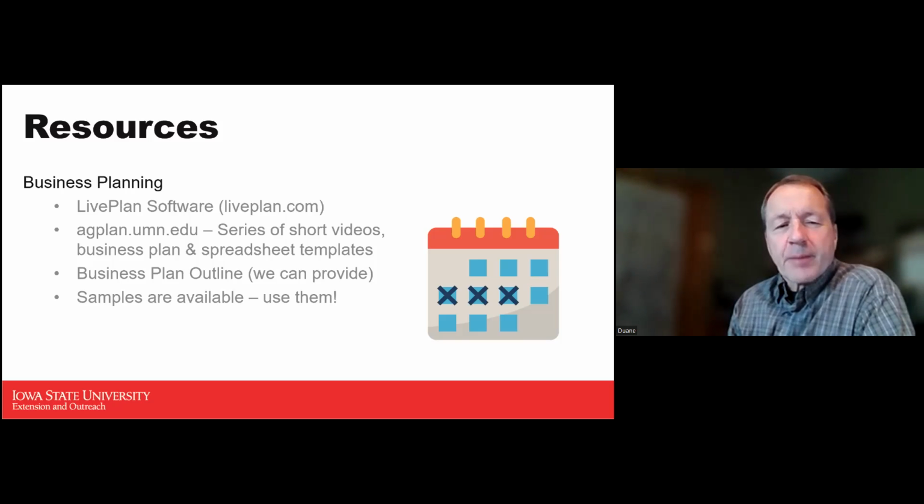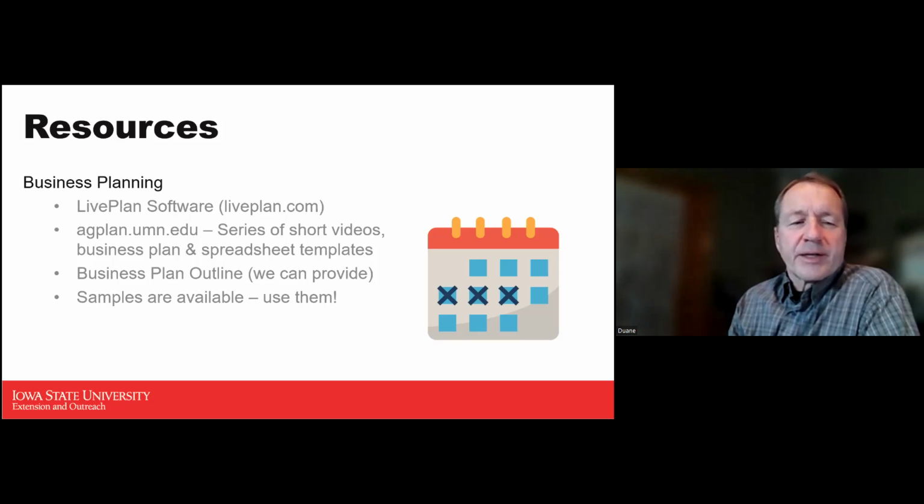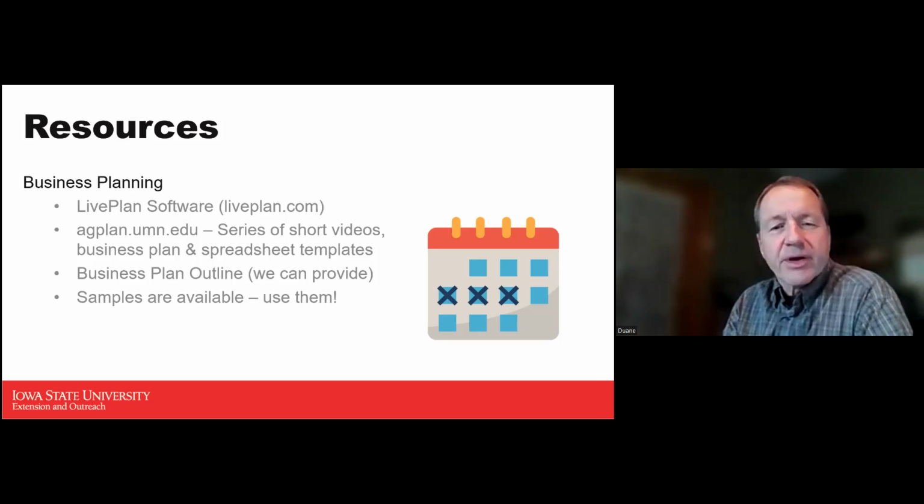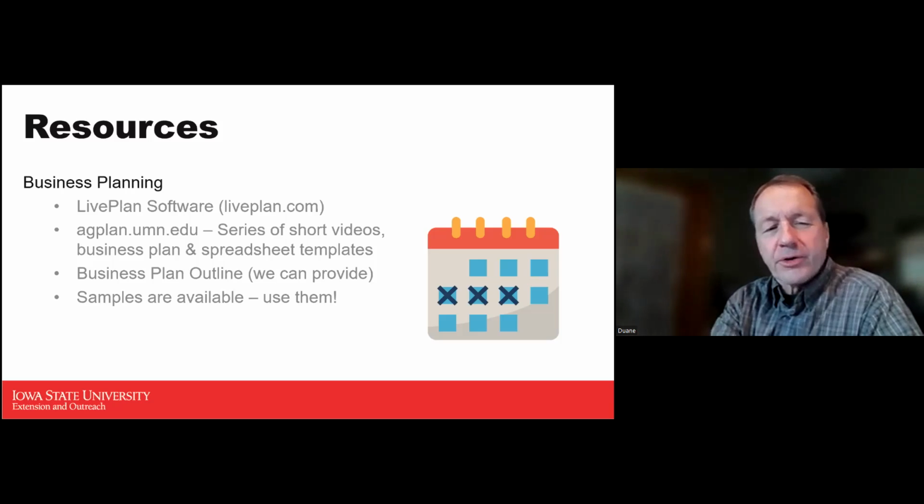And then I say samples are available. There are business plan samples all over the place. Again, you can get them online. We have something we could send to you. If you should decide to use Live Plan, they have many sample business plans there. Ag Plan at UMN, I think might just have one, but there's one there. It really just helps as you're getting ready to do a business plan to look through at least a couple of others. They may not have all the same sections that you have, or they may be organized differently, but most of the same information should be there. And I encourage you to use those samples to help you.